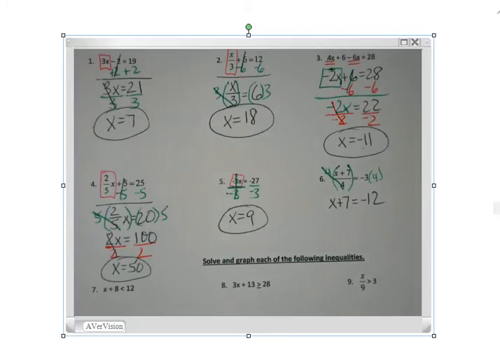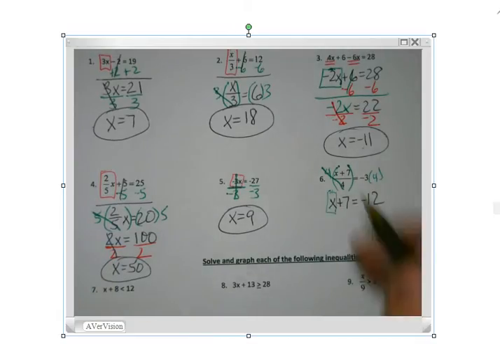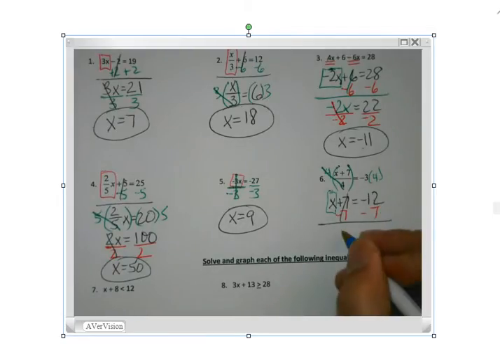Last step. Subtract the 7. And be cautious. Think money if you have to. I spent $12. I spent 7 more. How much did I spend?